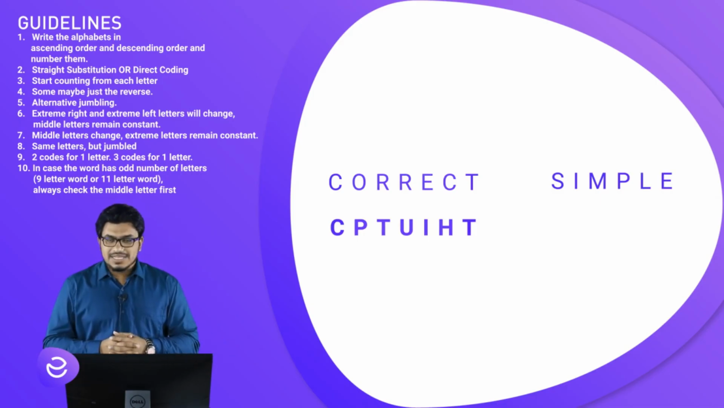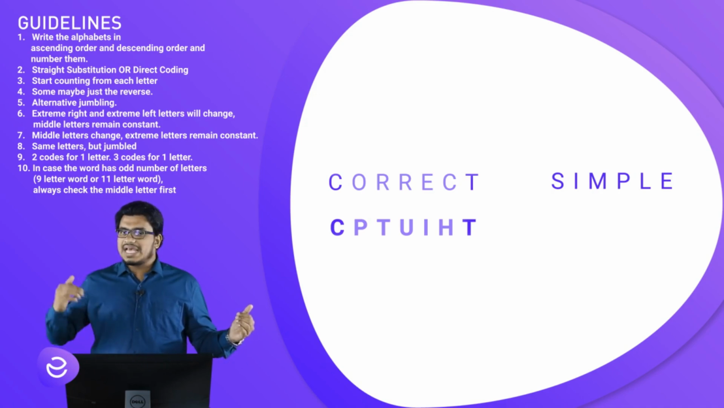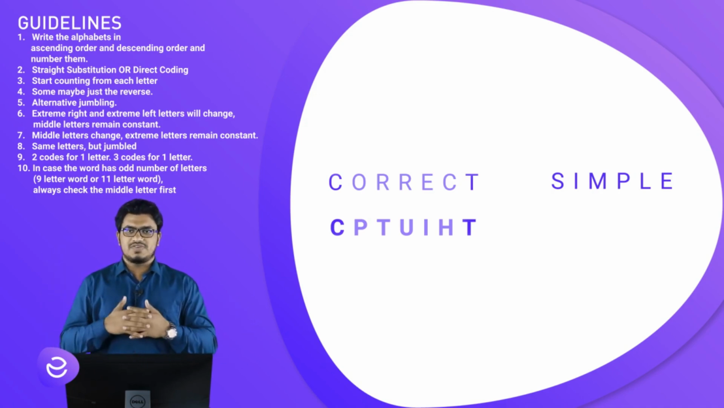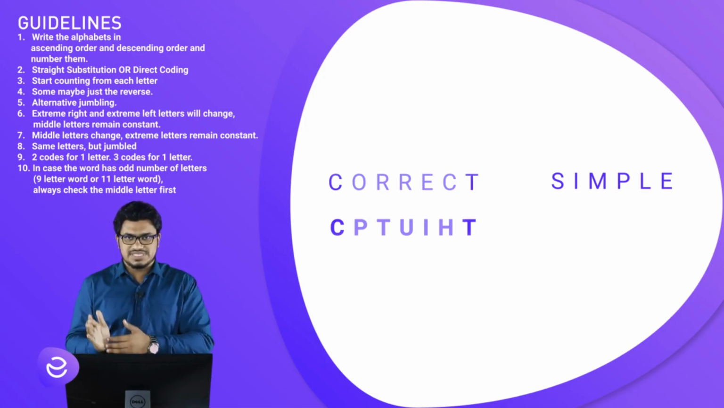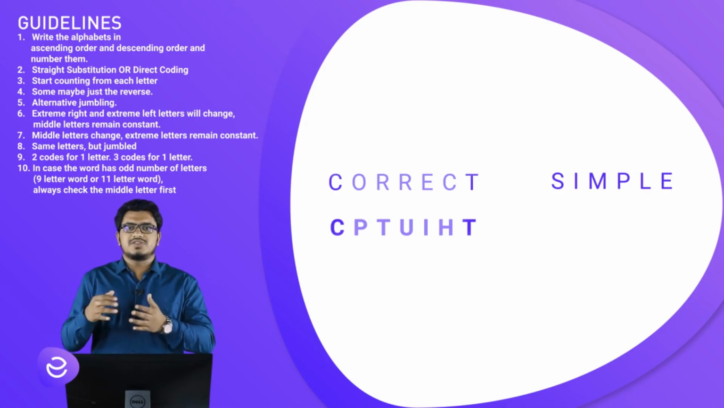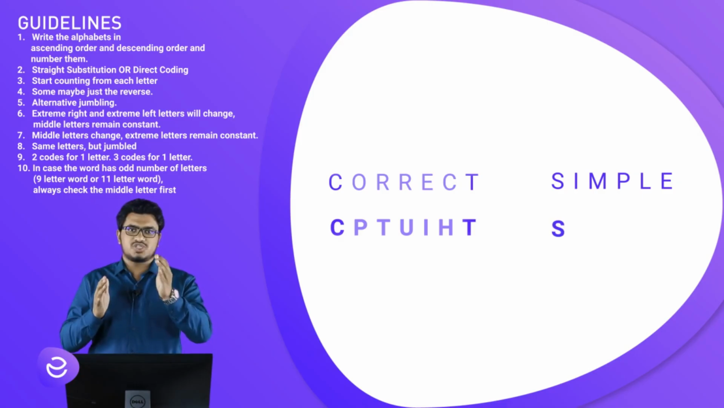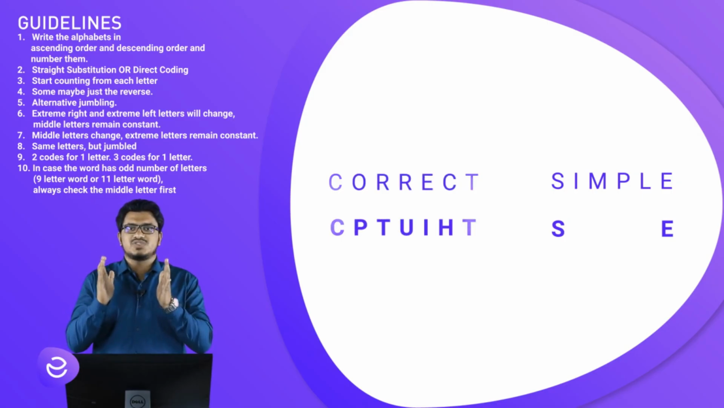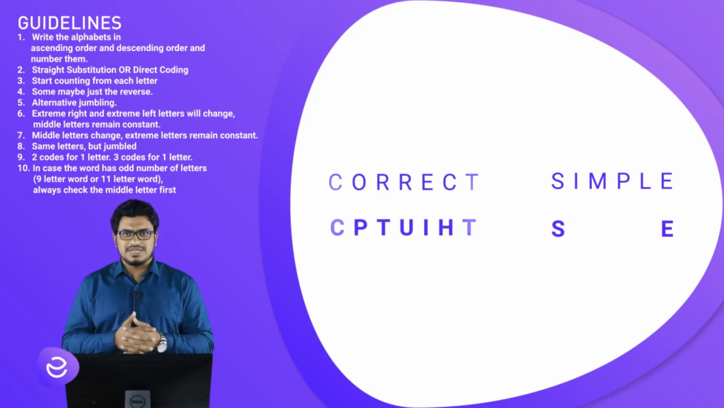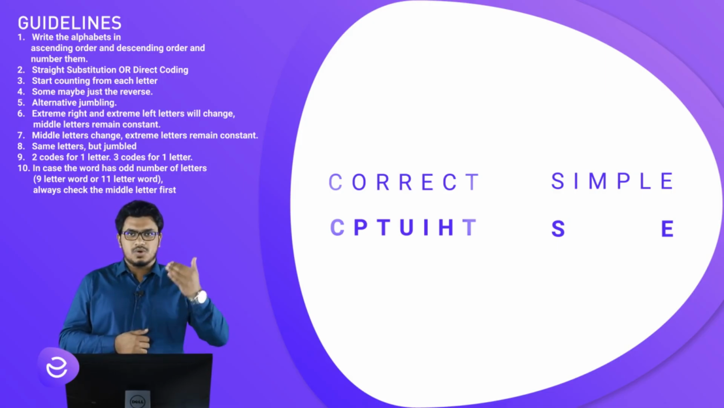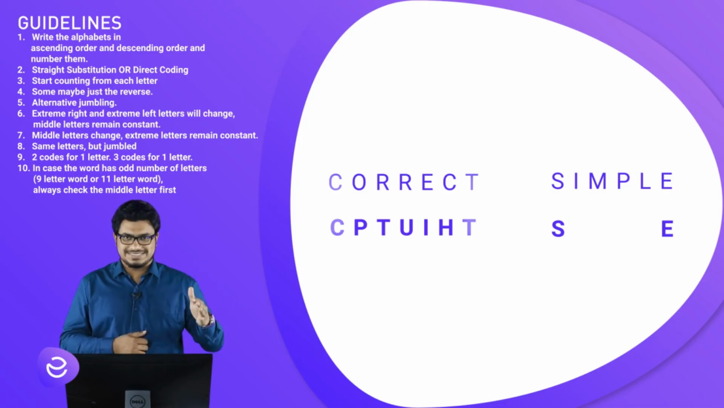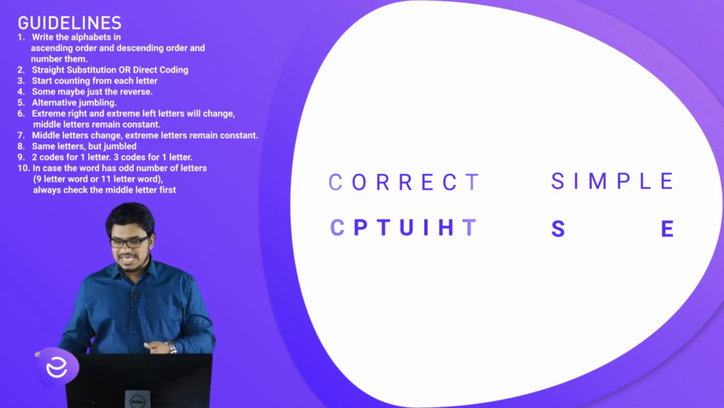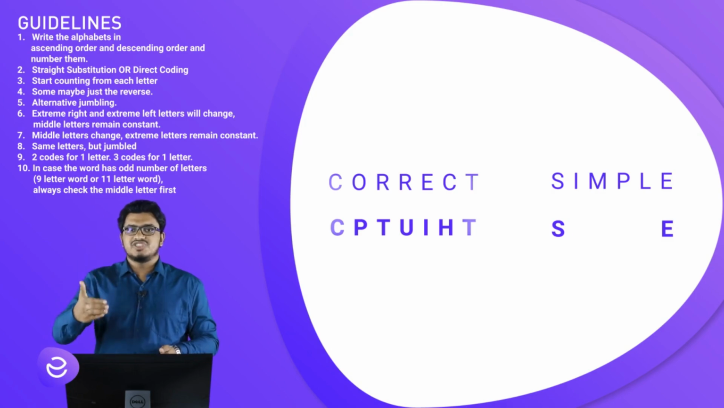Here you can see that the first C remains as C and the last T remains as T. In the case of simple, S should remain as S and E should remain as E. Then we have the middle letters which have been changed in some pattern. You have to find that pattern. So O becomes P, the next letter, as in LMNOP. In simple, I will become J, because HIJ, the next letter.